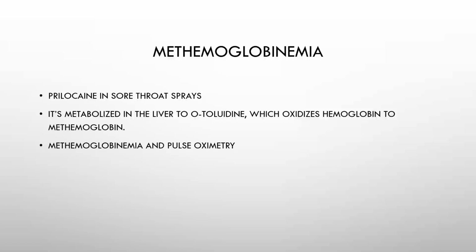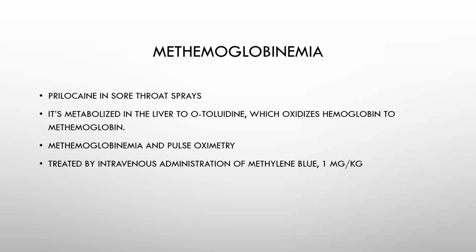When you have methemoglobinemia, based on the way our pulse ox sensors work and the absorption of light by methemoglobin, the pulse ox reads somewhere between 84 to 86%, no matter what the true saturation is. When it happens, we can treat it with methylene blue, and the dose of that is 1 milligram per kilogram, and that reduces the methemoglobin back to hemoglobin.